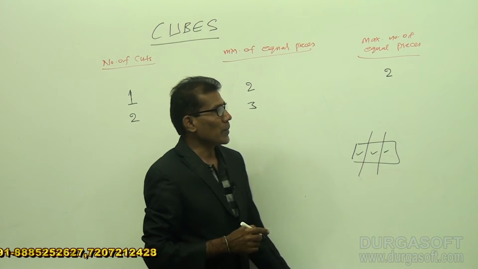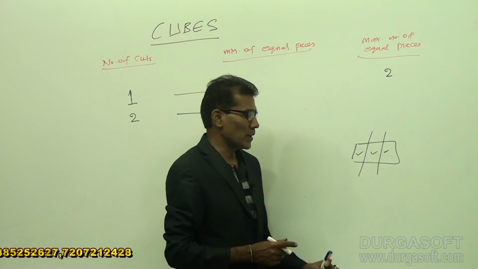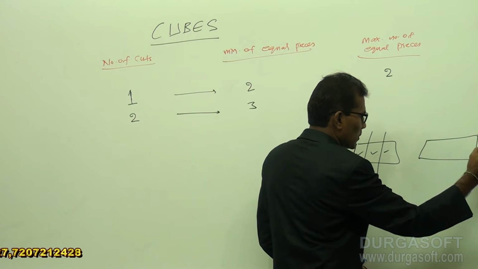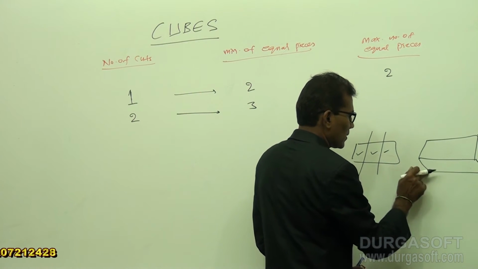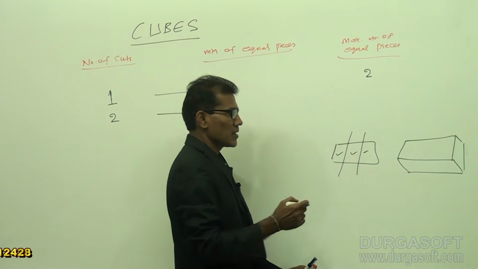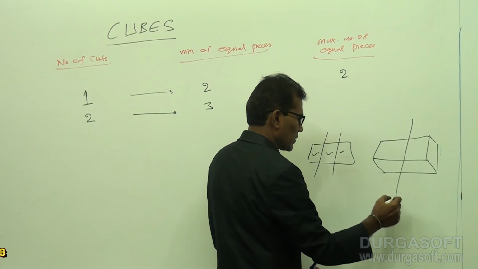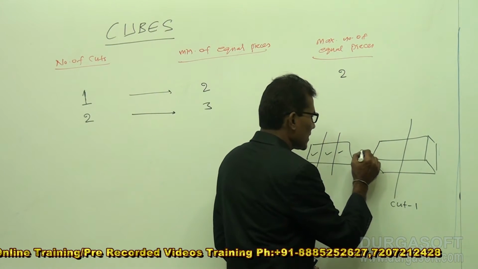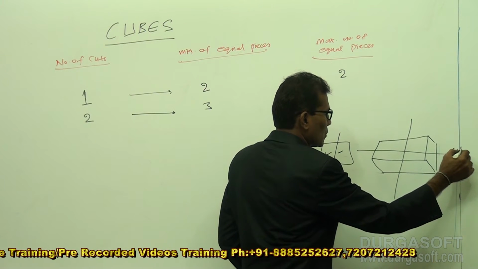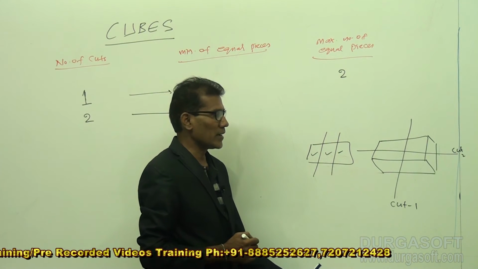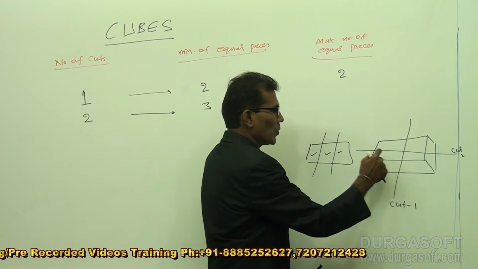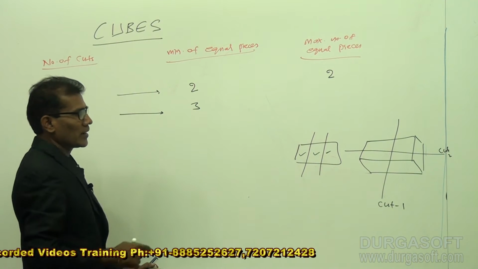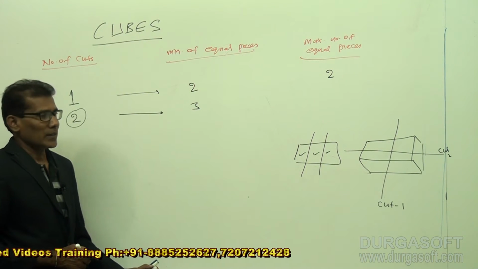And what could be the maximum number of pieces? How can you get the maximum pieces? Say for example, this is cut 1. You got 2 pieces, and use another cut like this, this is cut 2. In total how many pieces is it made into? 1, 2, 3, 4. Here when you use 2 cuts, you can get 4 equal pieces.